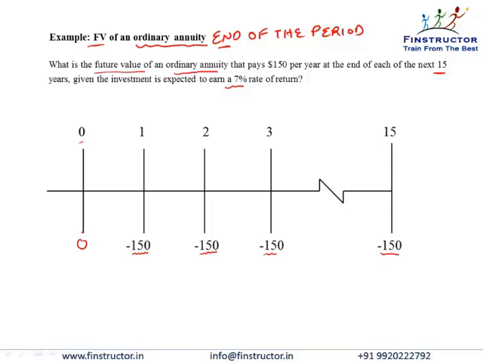Now whenever we have a question asking us to compute the future value, it means the value at the end of the last period. So if there were 10 periods, then at the end of year 10, if there were 15 periods, then it will be the end of year 15. So it is the end of the last period. That is what the future value is at. So how will we compute the future value of this annuity?